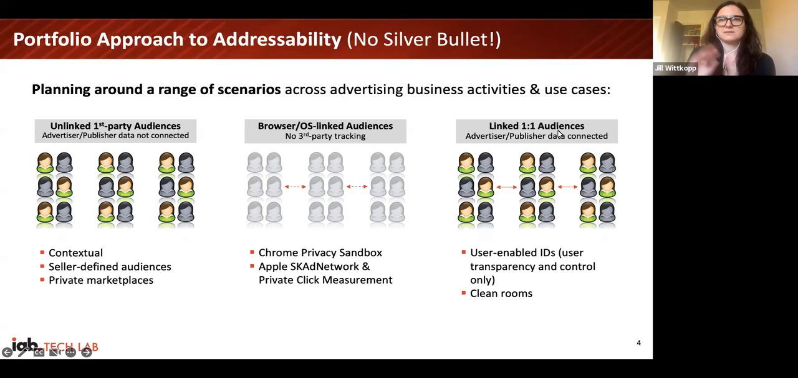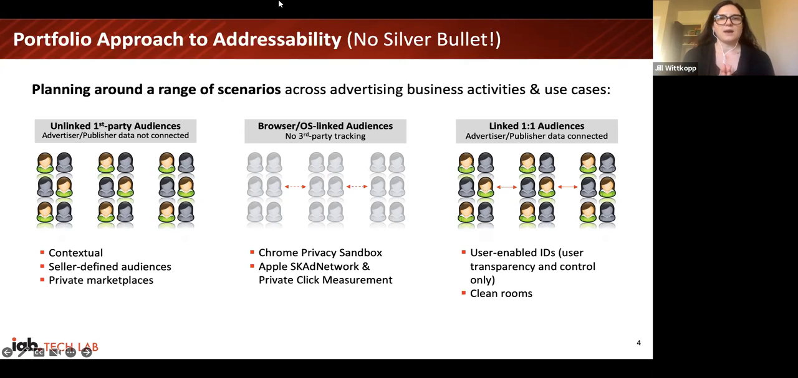I'm going to go backwards and start on the right-hand side of the slide. So the linked one-to-one audiences first. Those are the things most closely associated with the world as we know it today with third-party cookies. That's where, between advertiser and publisher, you have a connected identity that you're able to facilitate buying and selling against. You both understand the consumer, you've given the consumer transparency and control over their choice to be in that grouping, and then you're able to transact against that when you have that kind of ID or scenario.